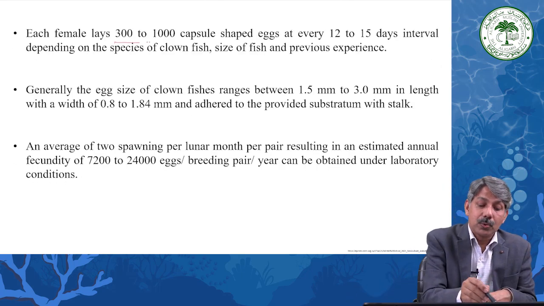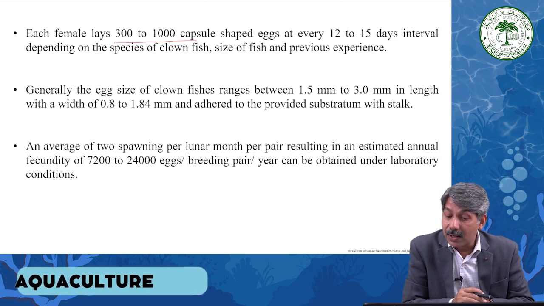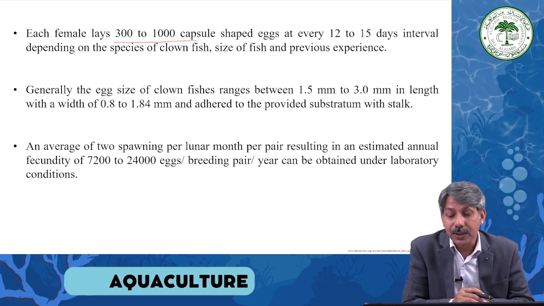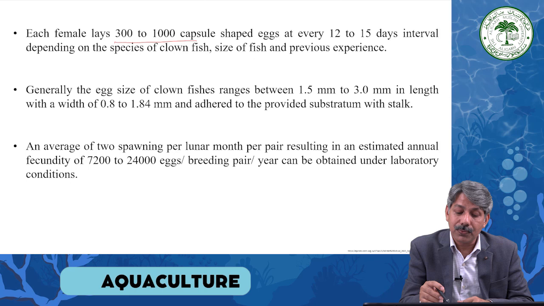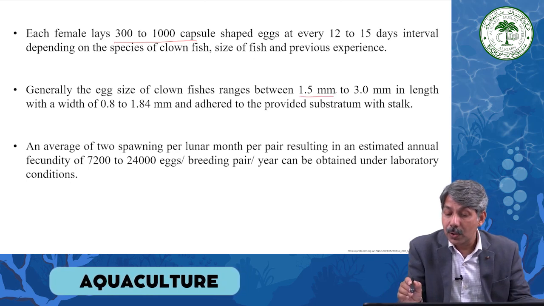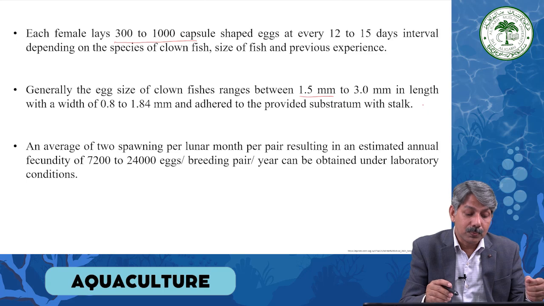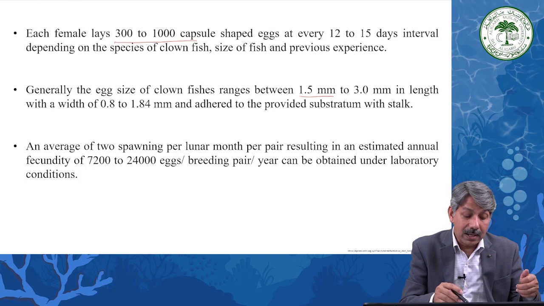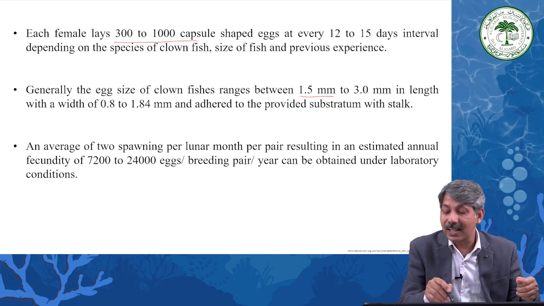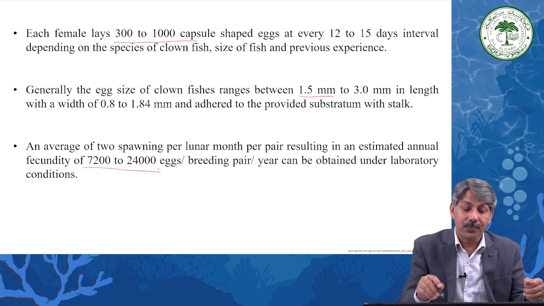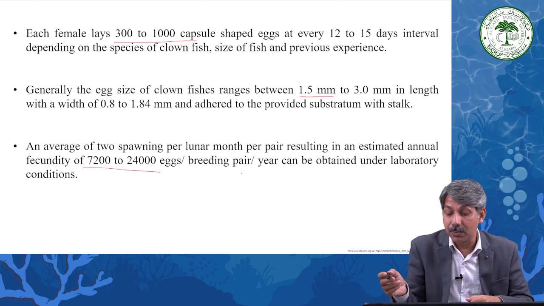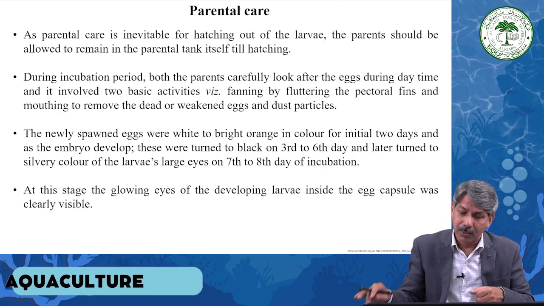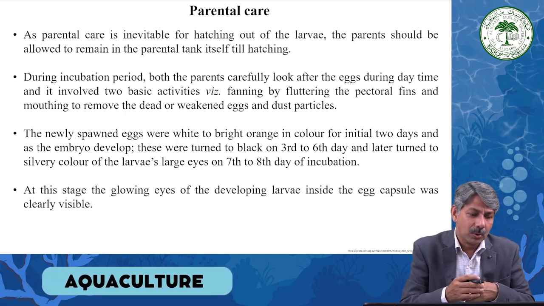Each female lays 300 to 1000 capsule shaped eggs at every 12 to 15 days interval, depending on the species of clownfish, size of the fish and previous experience. Generally, the egg size of clownfishes ranges between 1.5 millimeter to 3 millimeter in length, with a width of 0.8 to 1.84 millimeter, and adhere to the provided substratum with the stock. An average of 2 spawning per lunar month per pair, resulting in an estimated annual fecundity of 7,200 to 24,000 eggs per breeding pair per year can be obtained under laboratory conditions, or with more manipulations, with more laboratory setups, you can have maybe better outcome.